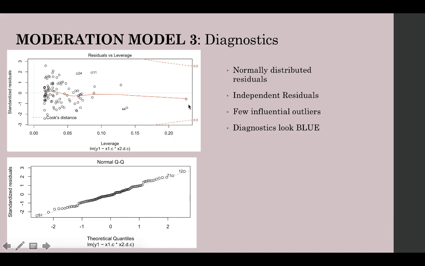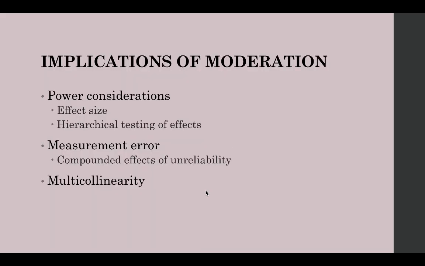And finally, I'll look at the diagnostics for our third moderation model to check these. And by looking at our residuals and our leverage plots and distributions, we can see that our diagnostics look pretty good. So just to finally cover some implications of moderation, we always want to consider power. And as we know, power is a function of sample size, effect size, and p-value. But here we are mostly worried about effect size.